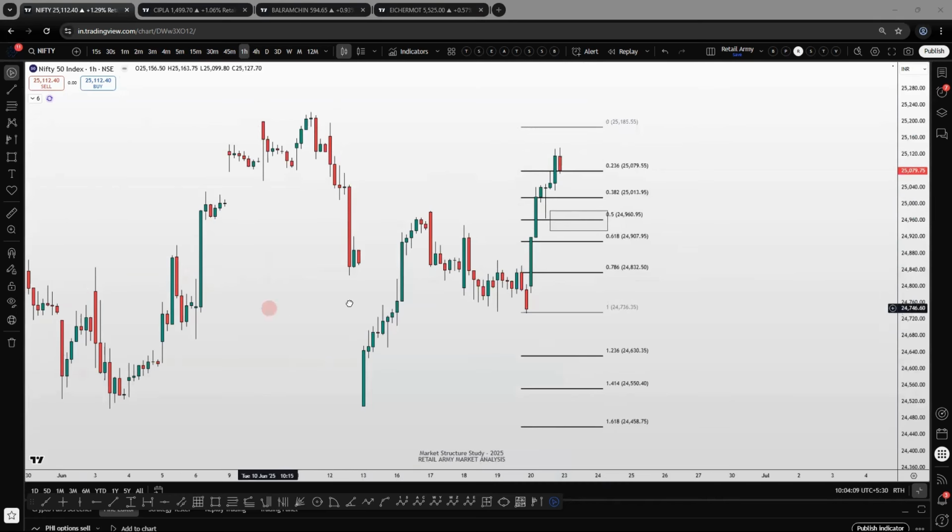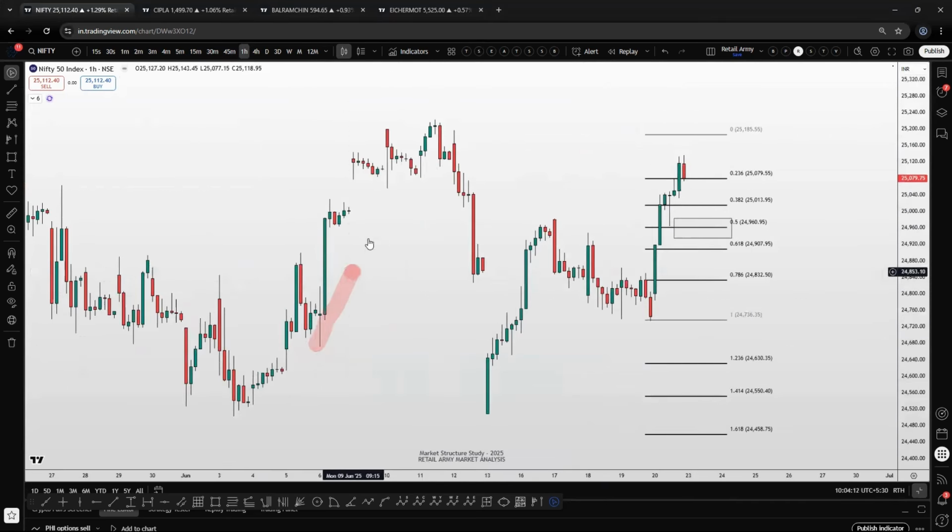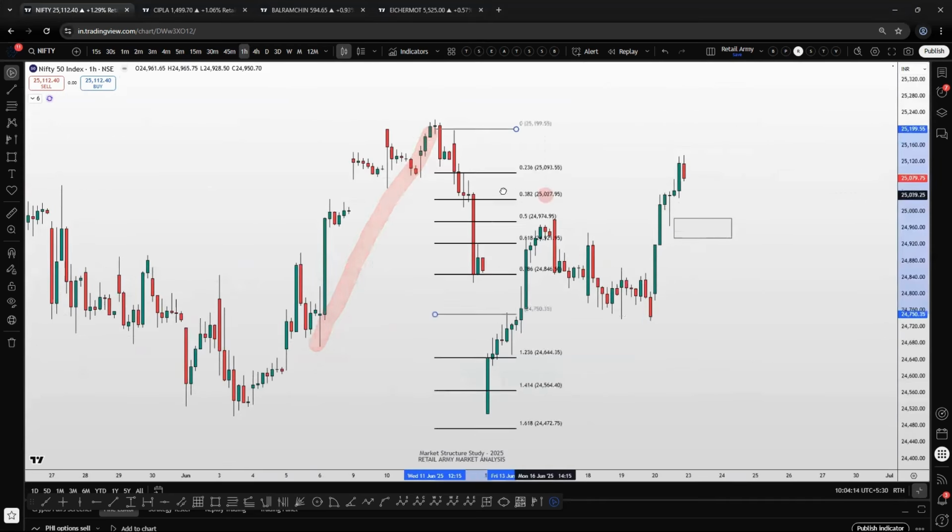Very simple. You see this rally here in the market. It started from this point. We had the same idea from here.